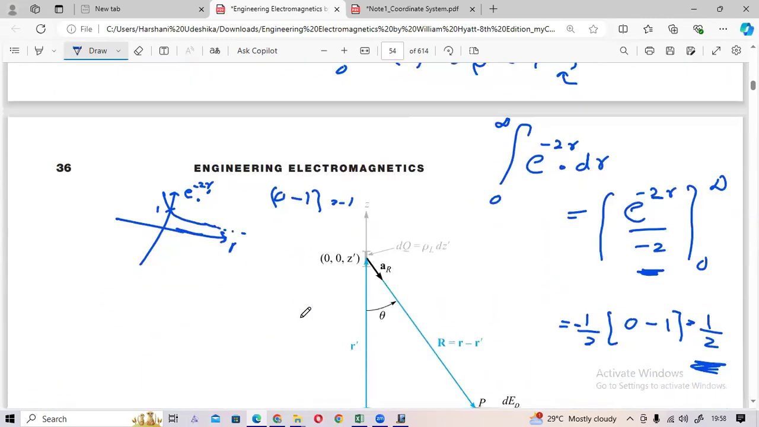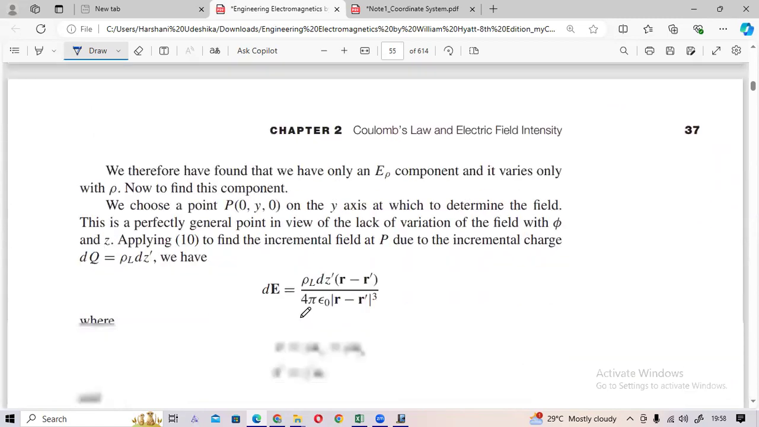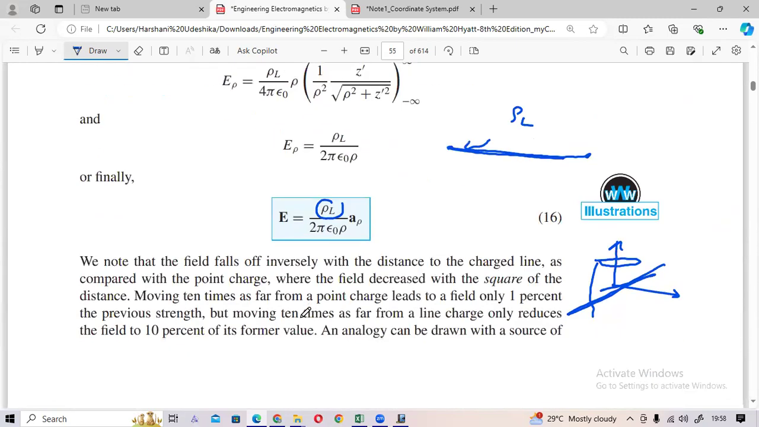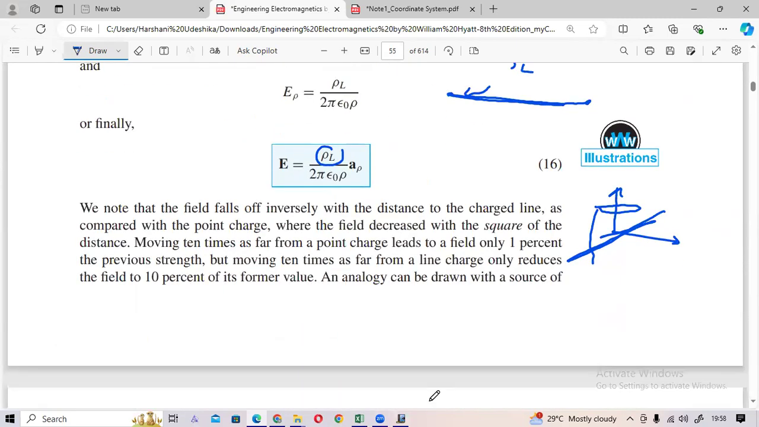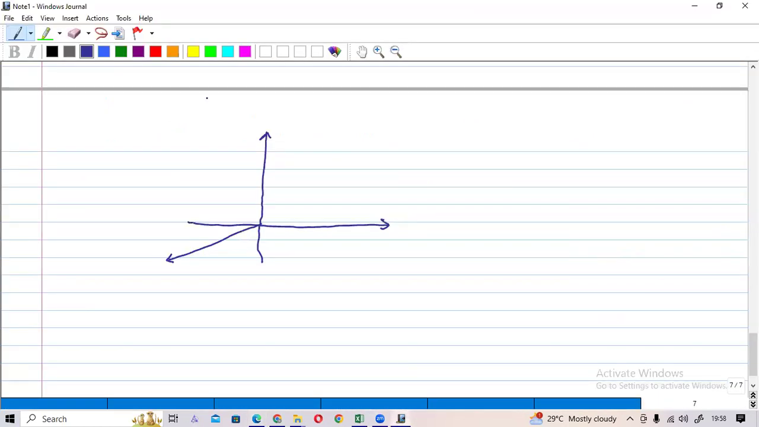But with the line charge, the concept is a little simpler than that. You can understand it very quickly, very easily. So I will just try to explain it quickly and do one question.